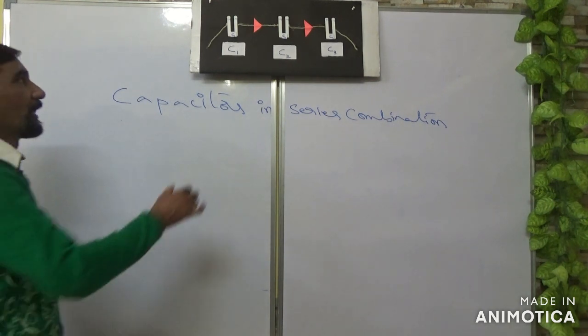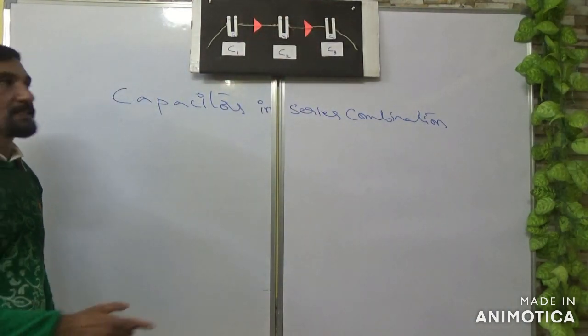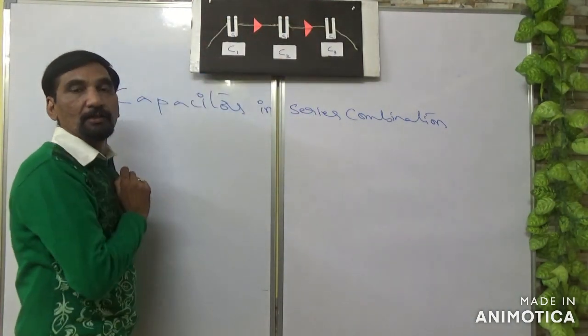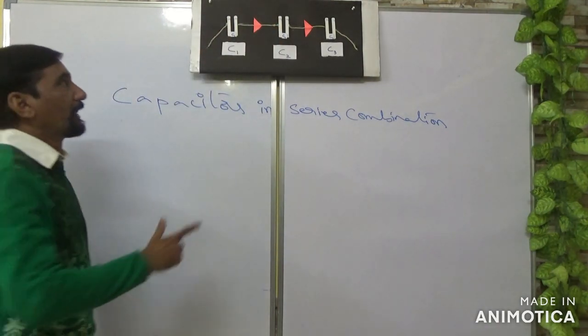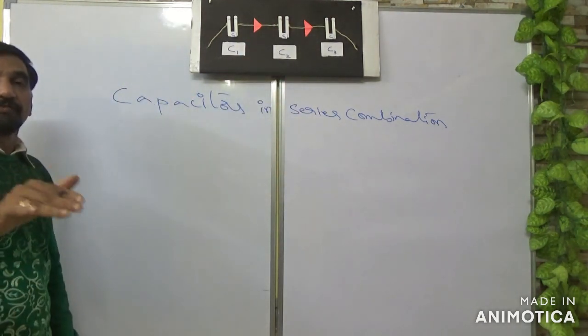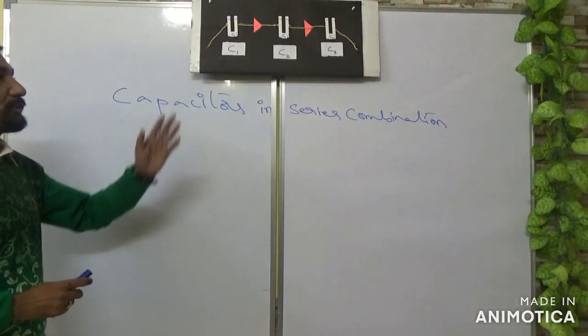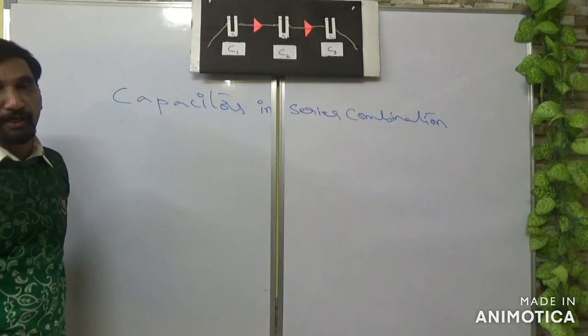How do you know they are connected in series combination? Every capacitor has two parallel plates. The second plate of the first is connected to the first plate of the second, and the second plate of the second is connected to the first plate of the third. In this way they are connected in series.